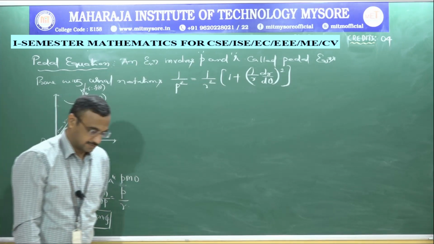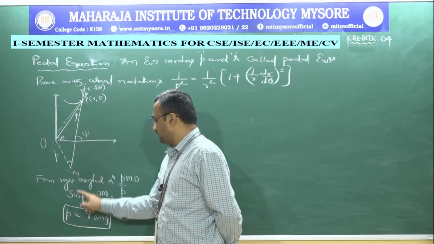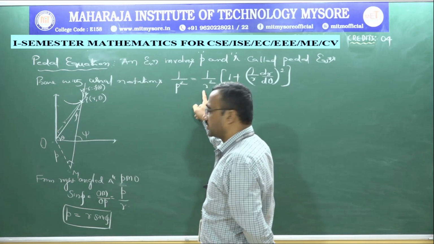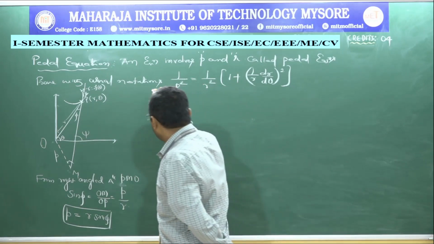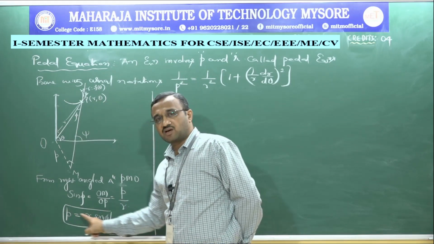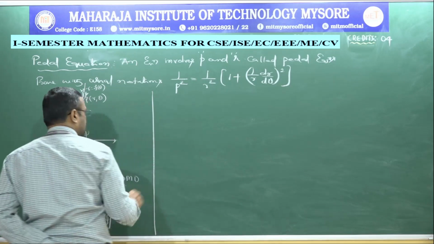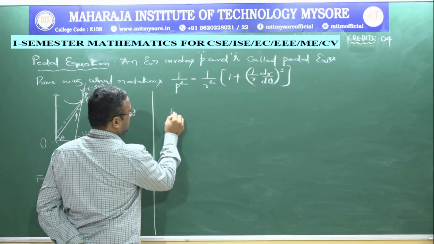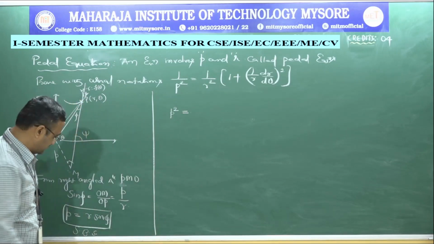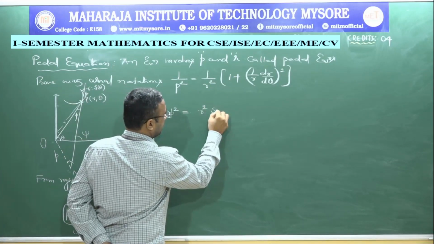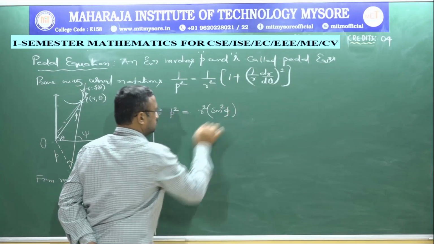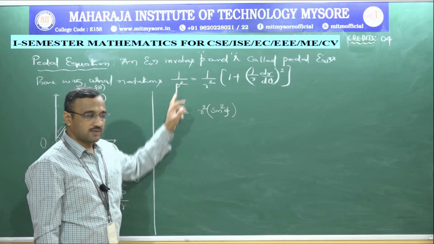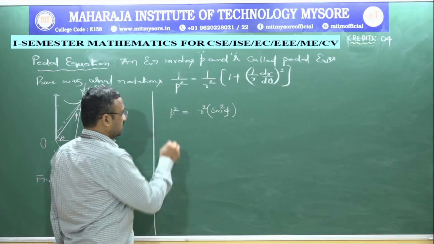So one of the terms we get now. After getting this from the right angle triangle, we get p equal to r sine phi. Now I am going to prove this. Squaring on both sides, what do we get? p square equals r square sine square phi. Now, the squared term is obtained. Then I want 1 by p square, so just take the reciprocal of this function.